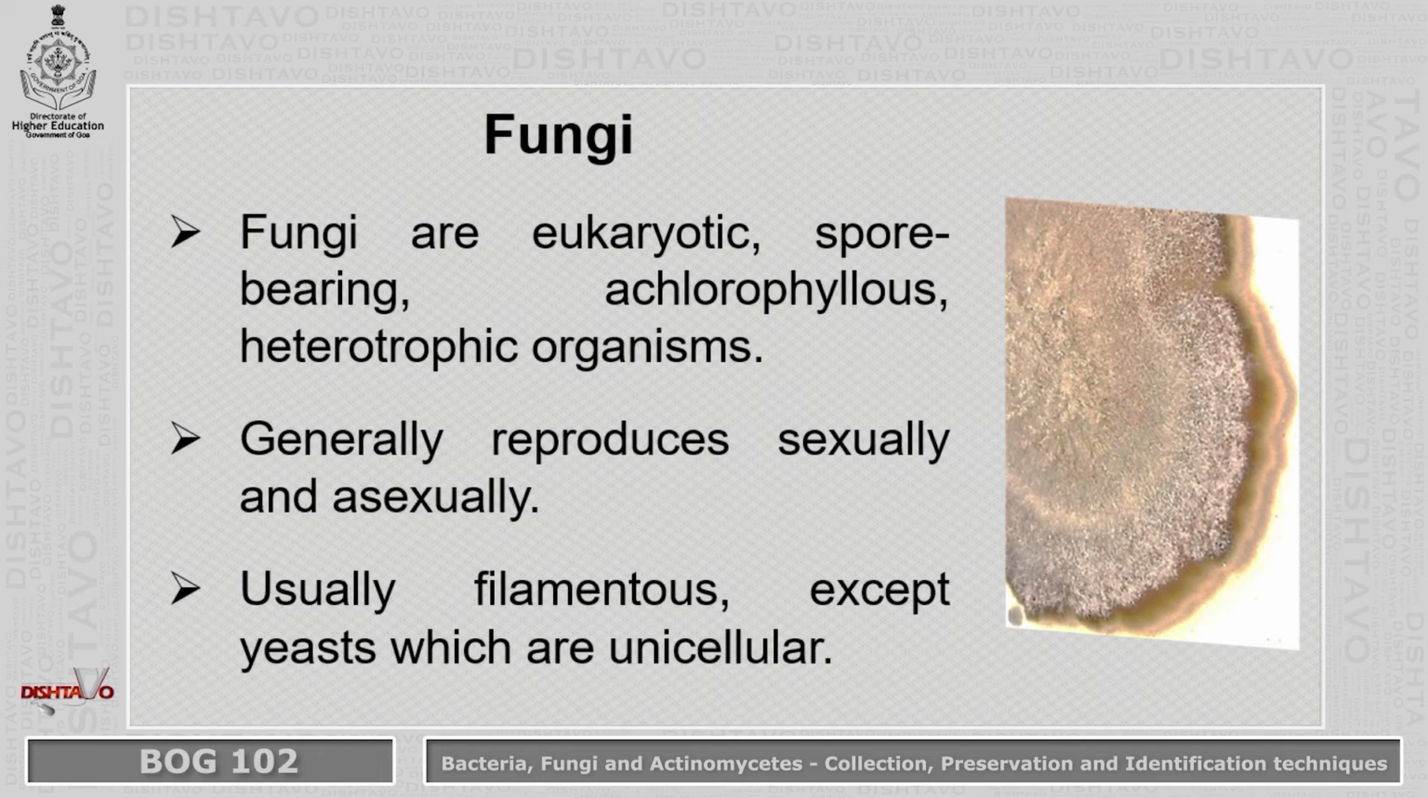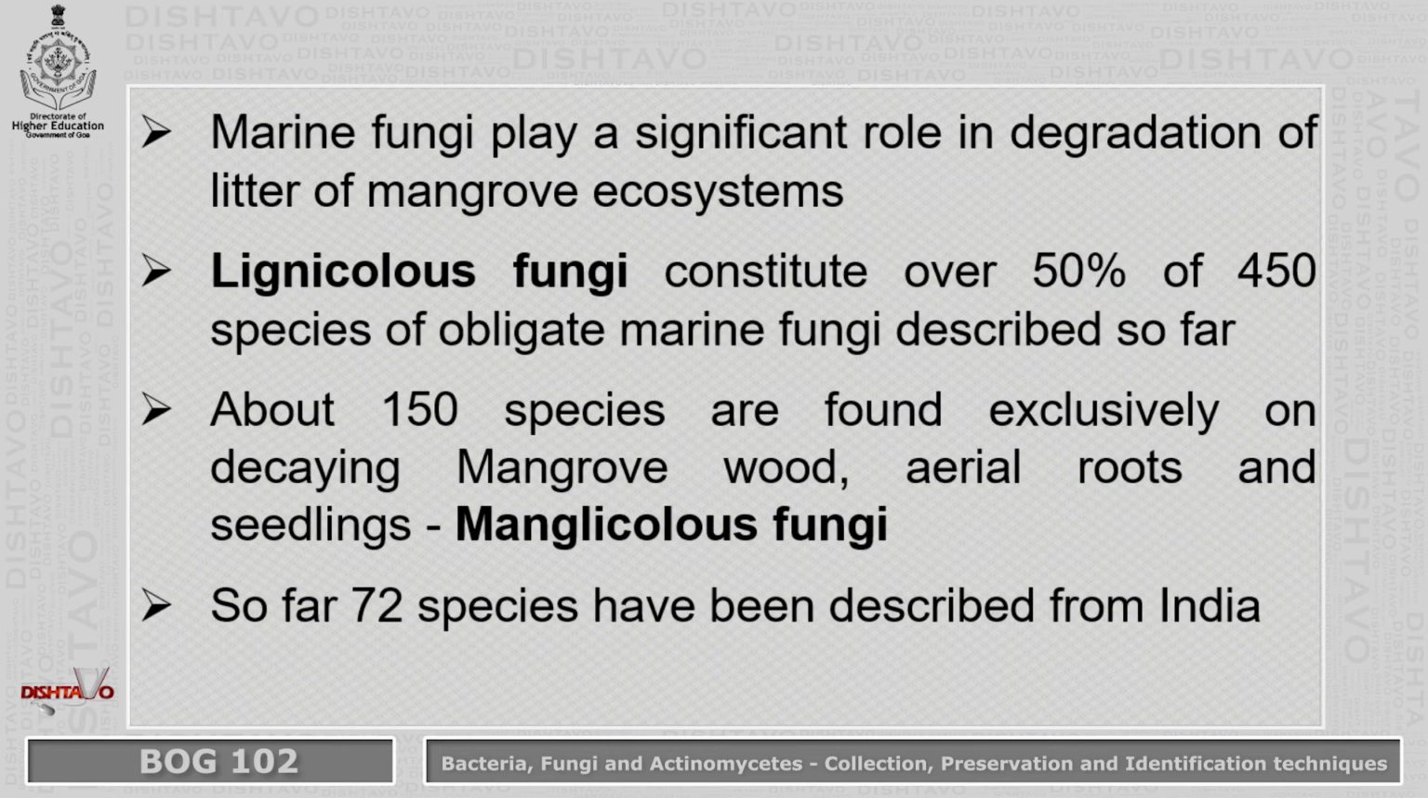spore-bearing, achlorophyllous, heterotrophic organisms. The main thallus is the mycelial structure. They generally reproduce sexually and also asexually. They are usually in filamentous mycelial states, except yeast, which is unicellular.